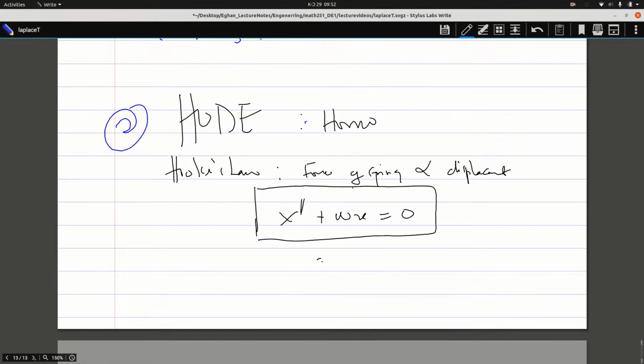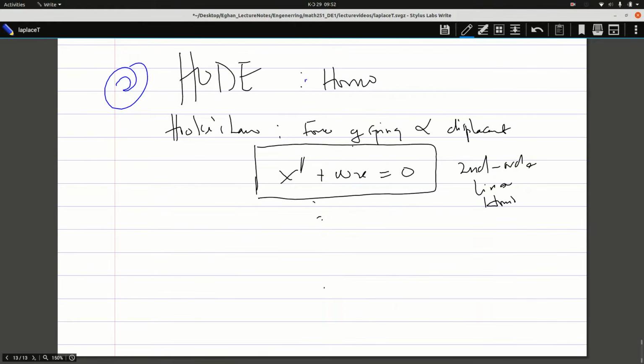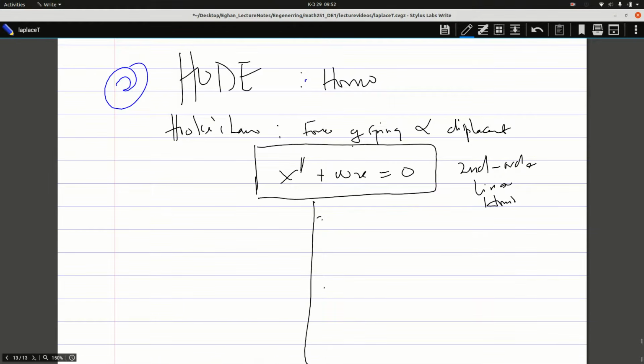Now how do you solve this? This is not first order, this is second order. It is linear and it is homogeneous. So how would you have solved this? I'll take you through it. We have a common solution technique, the root solution, because it is homogeneous. What do I do? I find the root.